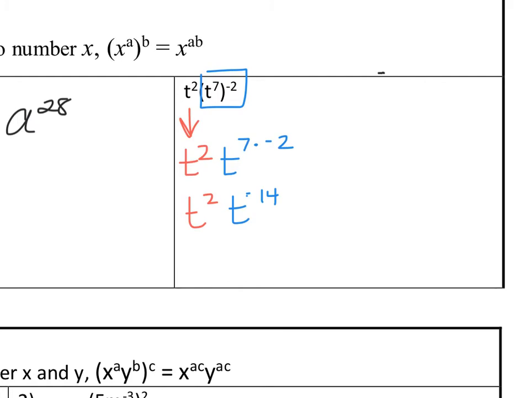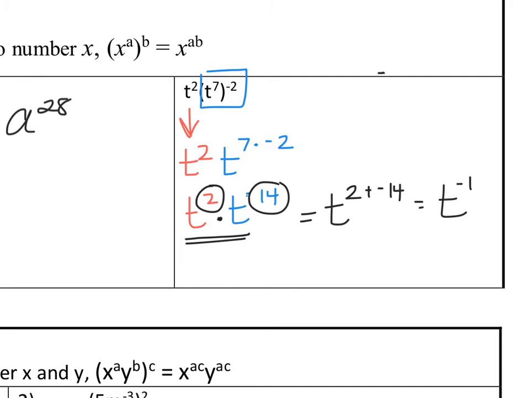Now we have to look at the rules for multiplication, because that's what this is. So we keep the base, and now the parentheses are gone, so we're just going to add the exponents. We add 2 plus negative 14, and we get t to the negative 12. We can leave it t to the negative 12. We can also write it as 1 over t to the 12th.